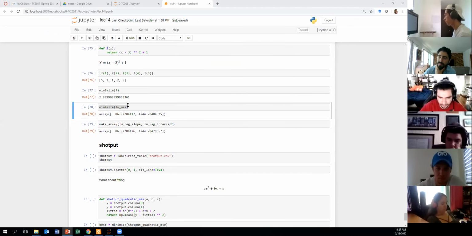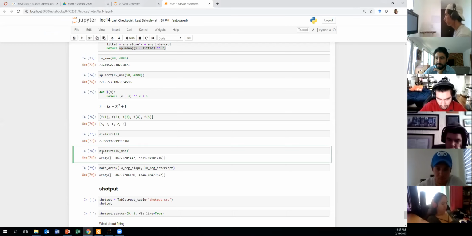They all basically result in the same thing. Or if you have these functions, you can just call it with this minimize to get your slope and intercept, which is again the same thing.